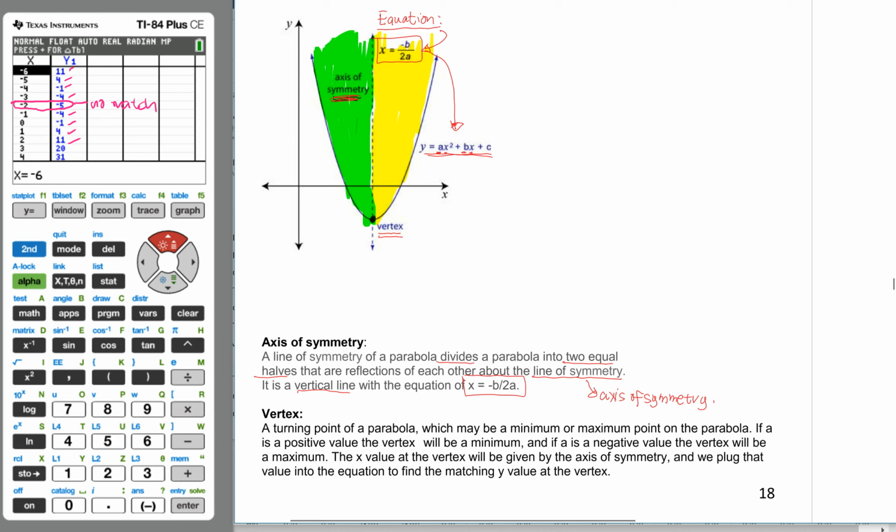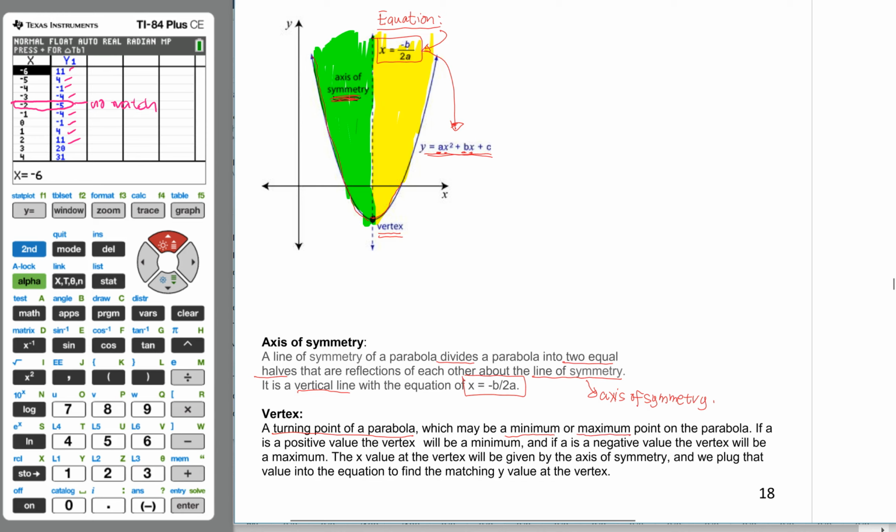Now let's look at the vertex, the turning point of the parabola. It is the turning point because when you trace the parabola, it is going down, and after the vertex, it is going up. That's why it's also called the turning point. It means it's changing its behavior from going down to going up. Now there are two possible situations that you can see for a vertex. Sometimes a vertex has a minimum, or sometimes it has a maximum.